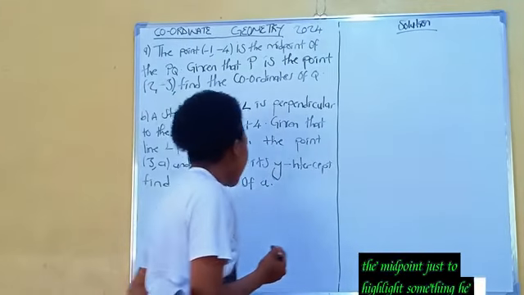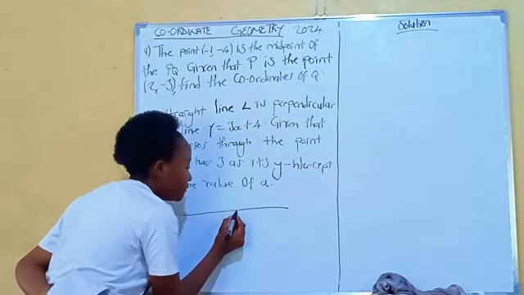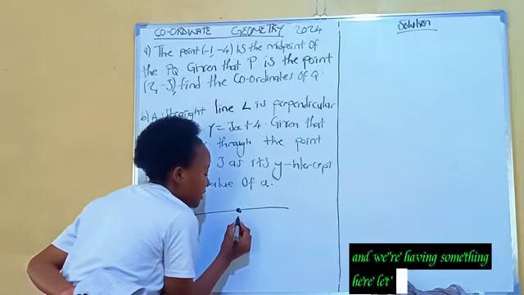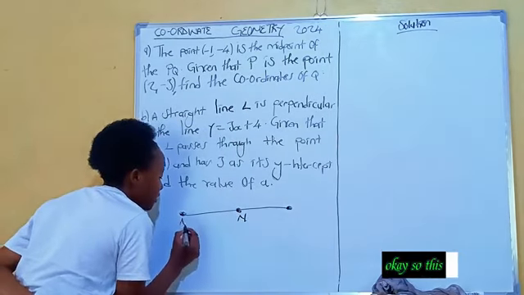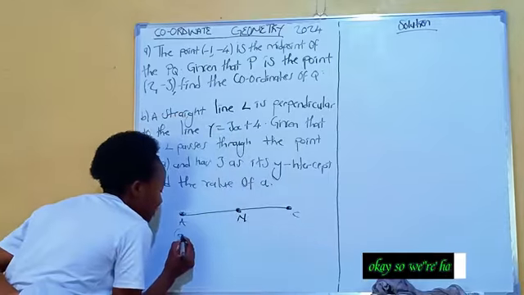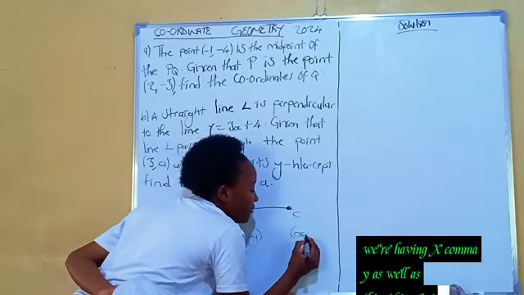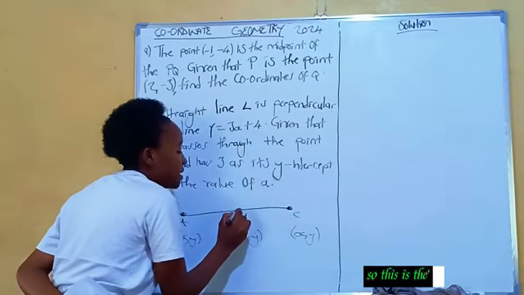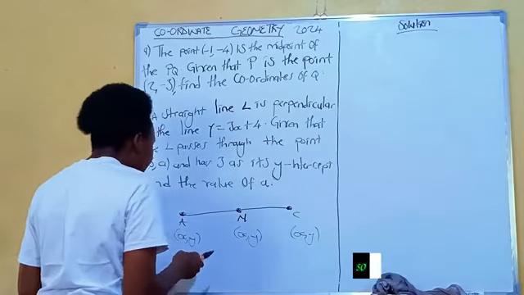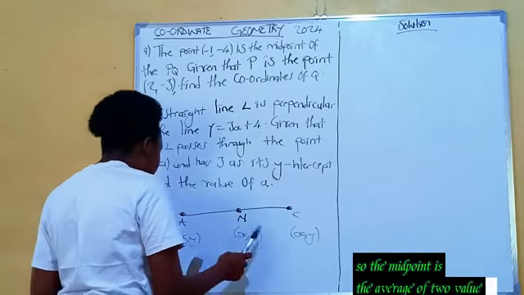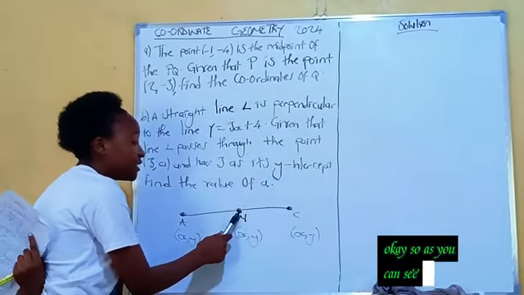Just to highlight something here, what we mean by midpoint: let's say we're having a straight line here, and we're having something here. Let's name this as M. We're having something here, and something here. So this is A and this is C. Here we're having x, comma y, and on this side we're having x, comma y. So this is the midpoint. What do you understand by the term midpoint? The midpoint is the average of two values, which is the average of the x values and the average of the y values. So as you can see, this is the midpoint.